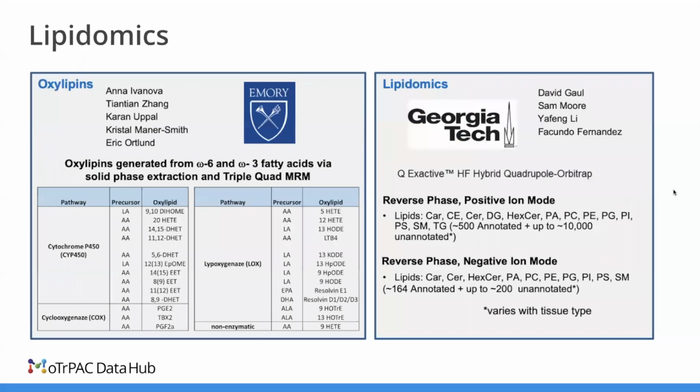Next slide, please. The lipidomics assays, as I mentioned, are measuring most of the fairly non-polar compounds. Emory University is doing the targeted oxylipin assays. These are generated from omega-6 and omega-3 fatty acids. It's done after a solid phase extraction and uses a triple quad to attain the sensitivity that you need to measure these fairly low-level metabolites. And those are listed there. Again, there's additional information available if you need.